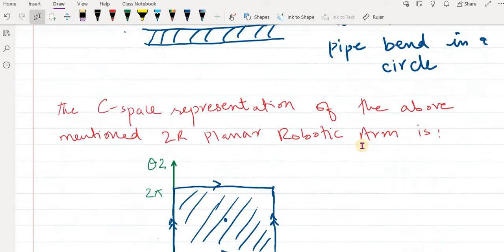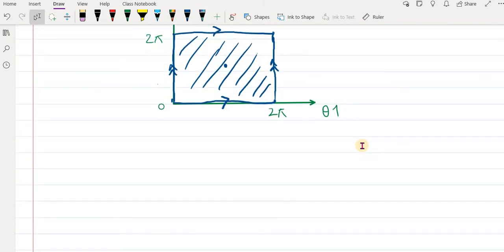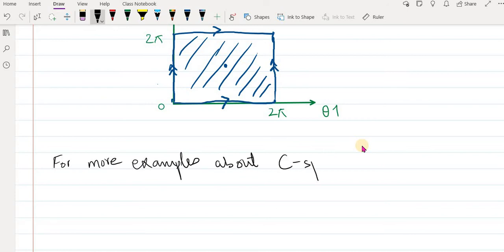And if you want more examples about how the topology and representation of different systems look like, I suggest you look for more examples about C-space topology and representation.